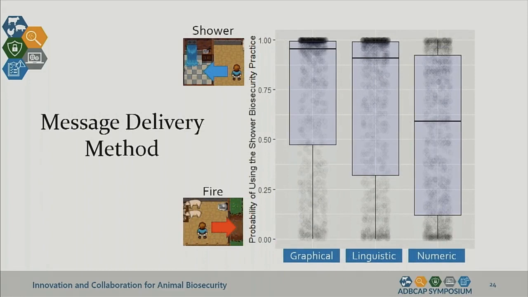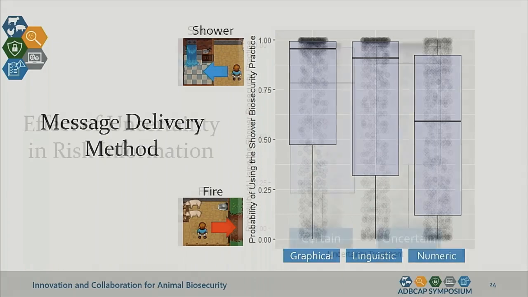So how does it look when we see how participants in the simulation responded to different types of messaging? Here we can see that when we presented the risk information graphically, this was giving us our highest level of compliance, and numeric was the worst. So what does that tell us? When you convey risk information numerically, people tend to break the rules more. They don't absorb that information well.